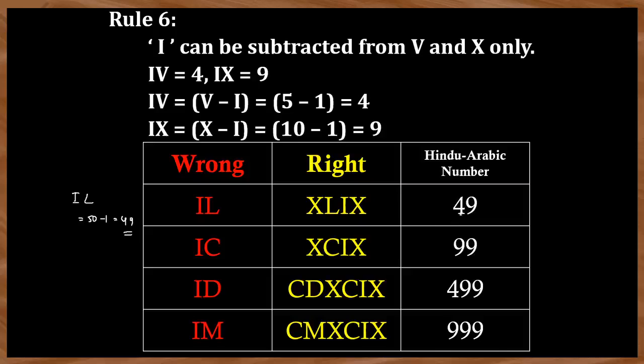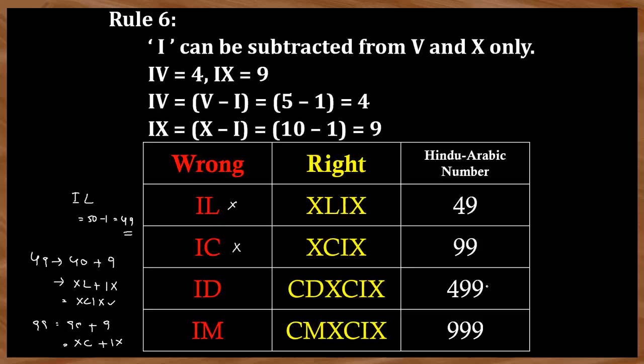So what you have to do now to write 49? How can you write 49 in the expanded form? 40 plus 9. You know how to write the 40, which is XL, plus 9 means IX, which is 10 minus 1. So XLIX is the correct form to write the 49. You should not write IL. To write 99 also you should not subtract 1 from the 100. This is the wrong method. So to write this, how can you write 99? 90 plus 9. 90 means XC, which is 100 minus 10, plus 9. XCIX you have to write.